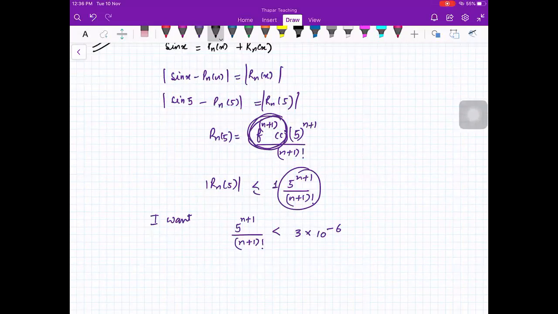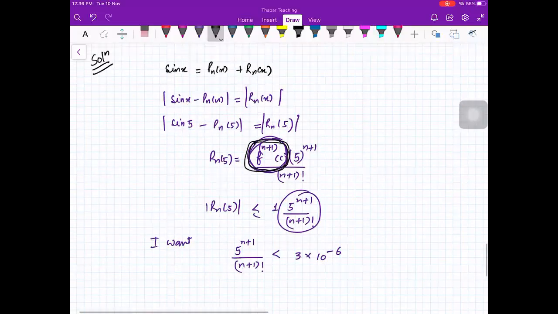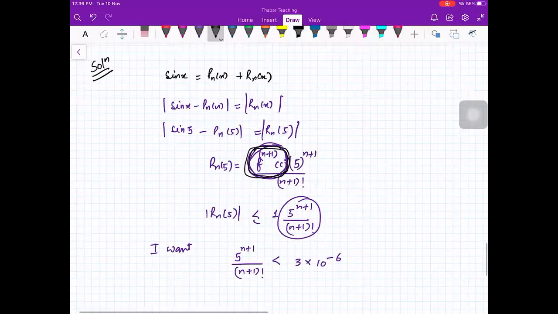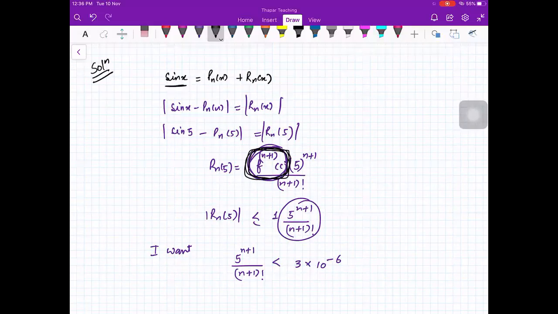Ma'am, how did f of c become 1? We already explained this yesterday. This is the derivative of sine and cosine. Your function is sin x, and we are taking the derivatives. The derivative will be either cos or sin, and the maximum value is less than or equal to 1. Right? Yes, ma'am.